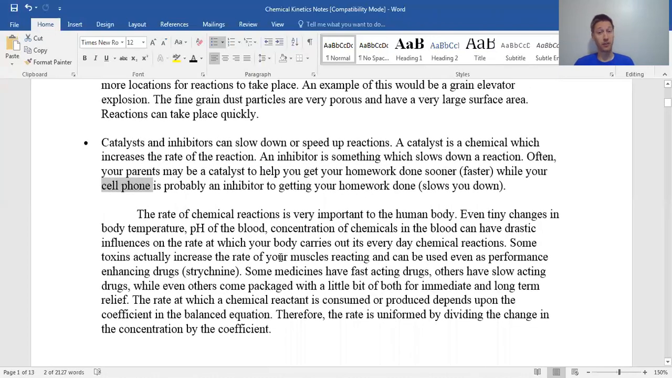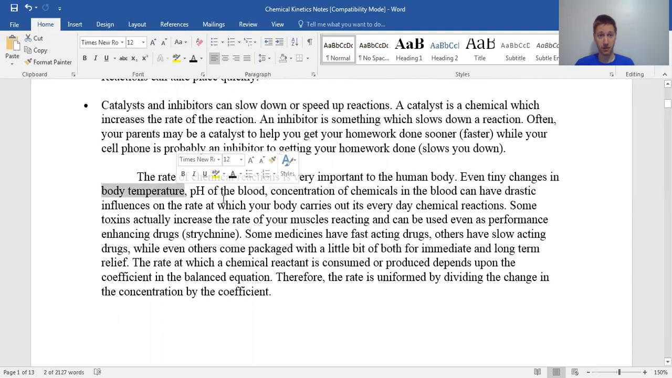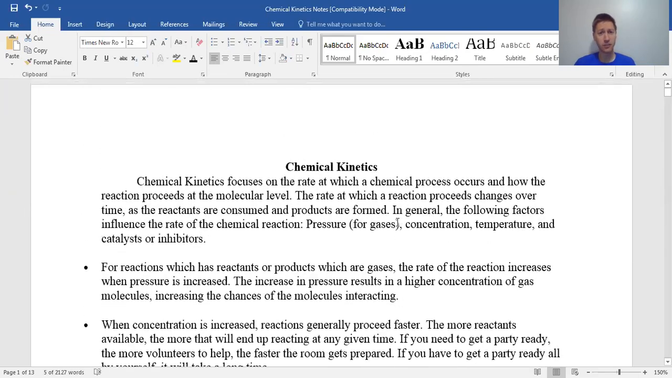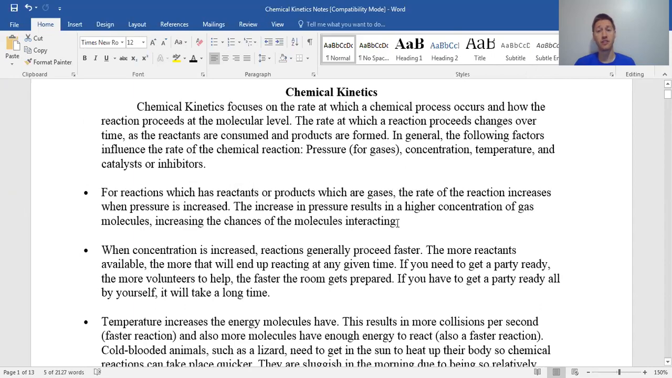Also, things can be just the conditions as well. Like we already mentioned temperature, the pH of the blood can have a big influence on how fast a reaction takes place, because it can make the proteins become denatured and slow down reactions that way. Concentration of chemicals in the blood has huge impacts on how our body works. So anyway, these are just general things which influence how fast a reaction takes place.